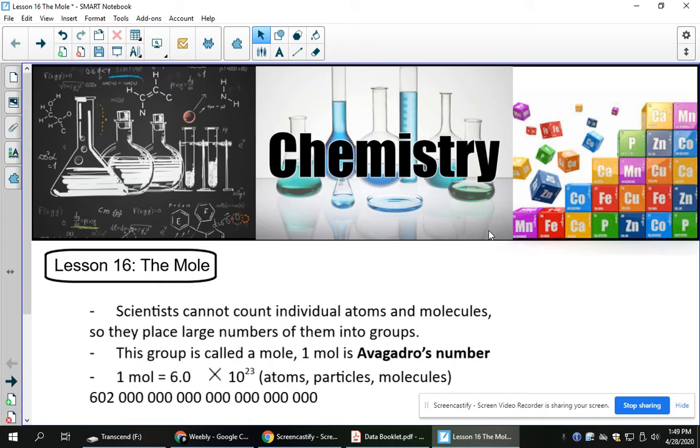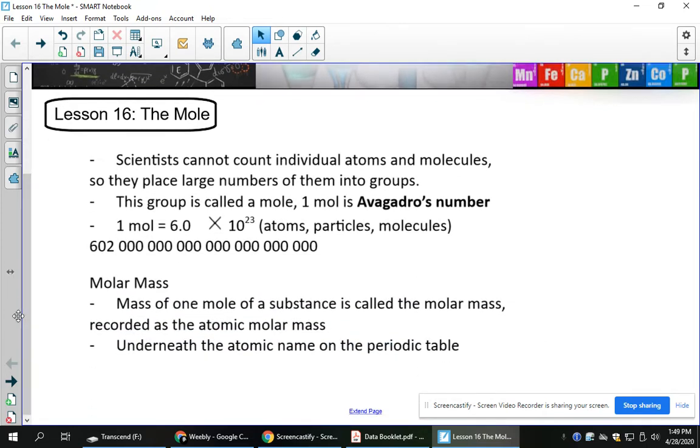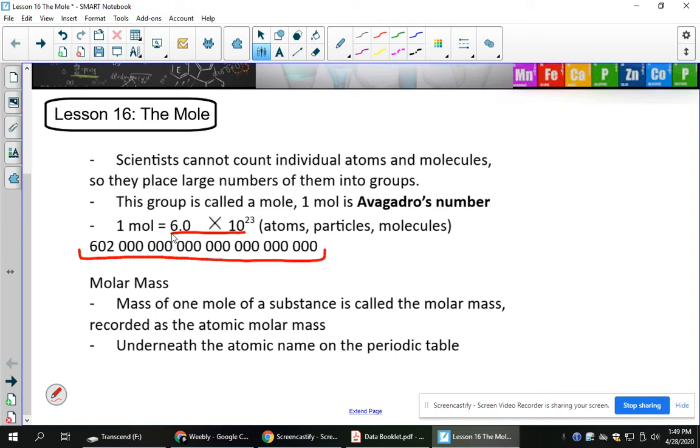We're not going to talk about one atom. We're going to talk about a group of atoms called a mole. Now, how many atoms make up a mole? Well, it's this number down here, 6.0 times 10 to the 23. You haven't looked at scientific notation yet because we haven't done physics, but what this number means is that number. That's a huge number.